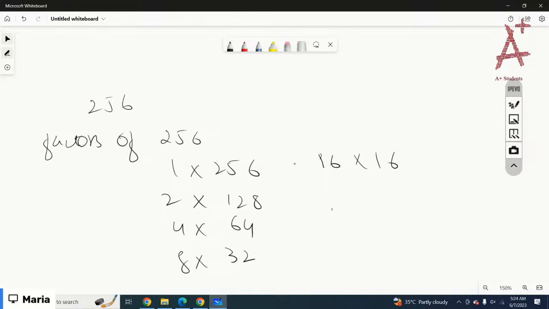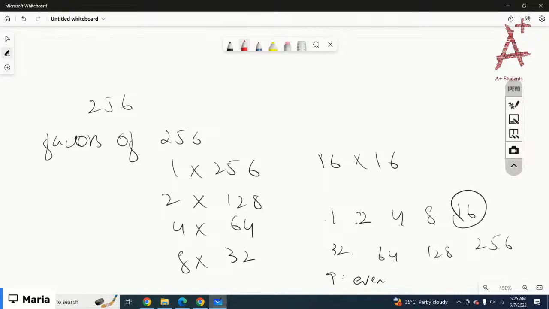Let's just write down the factors. It would be 1, 2, 4, 8, 16. You can write them down in ascending order from least to greatest. Got it? After 16 you have 32, then 64, then 128, and then 256. So they are 1, 2, 3, 4, 5, 6, 7, 8, 9, nine in number. They are odd. Got it?